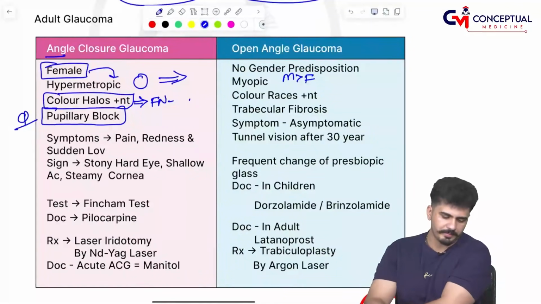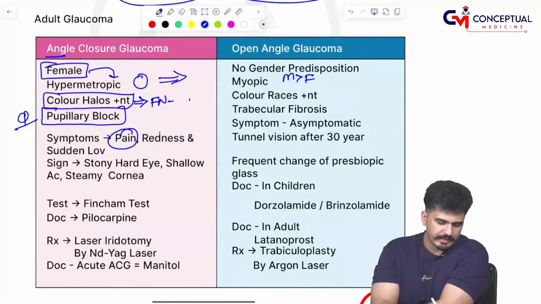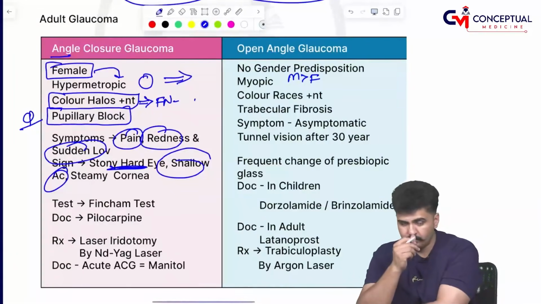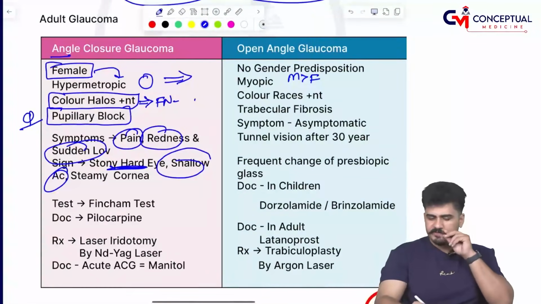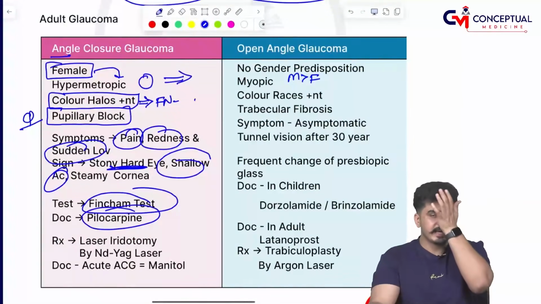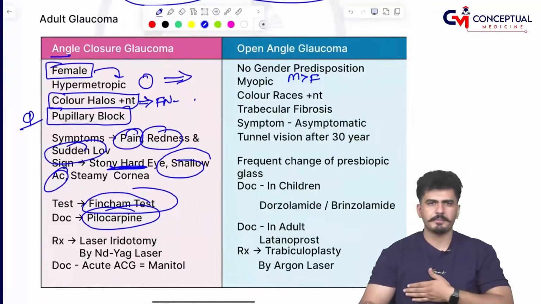In angle closure glaucoma, the symptoms are pain, redness, sudden loss of vision. The eye becomes stone hard. Shallow anterior chamber, steamy cornea, all those features are there. And the Fincham test we do for colored halos. Drug of choice is pilocarpine for angle closure glaucoma, which is associated with hypermetropia.